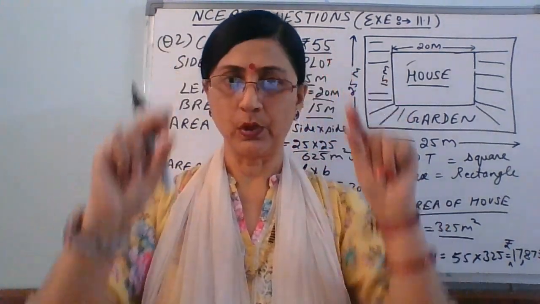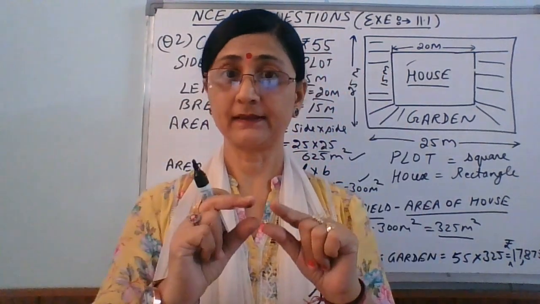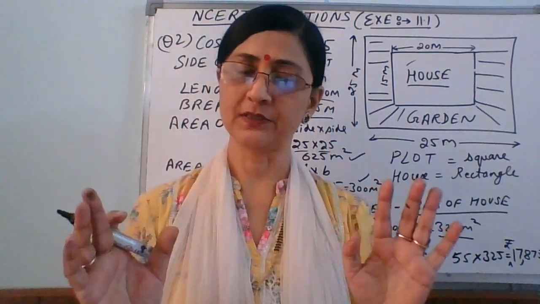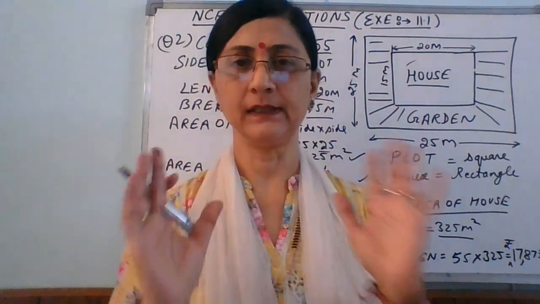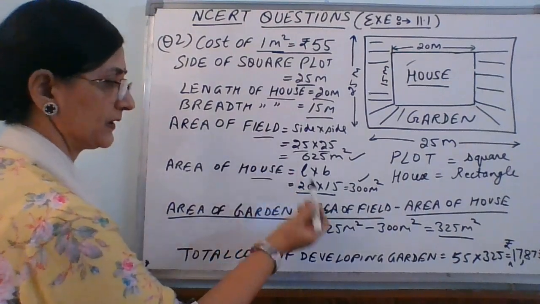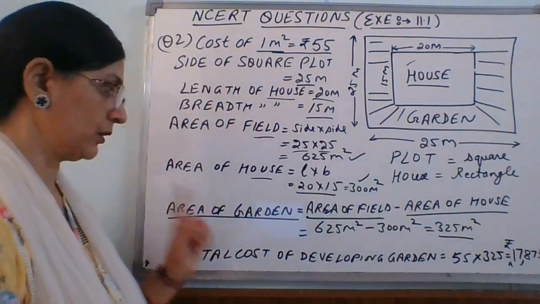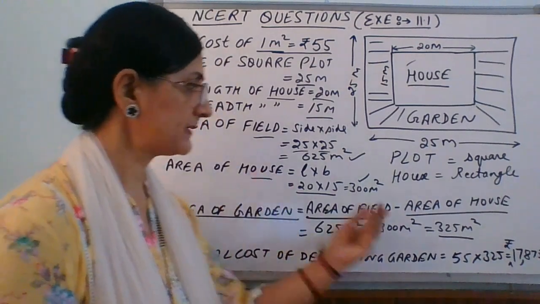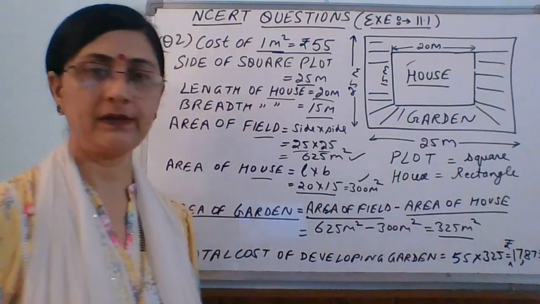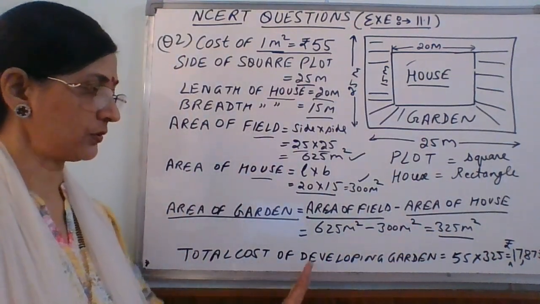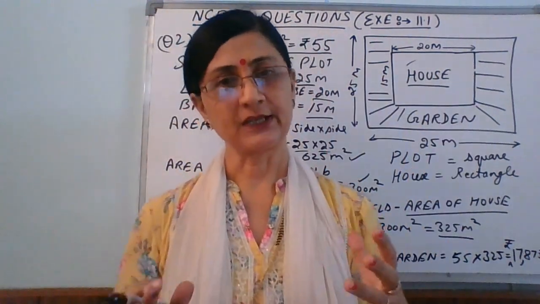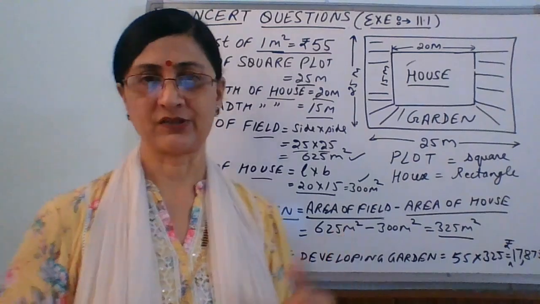Then area of a border part, that is the garden. वो कैसे आता है? Area of the square field minus area of the house. उन दोनों आंसर्स को सब्ट्रैक्ट करो, you will get the area of the garden. फील्ड का एरिया और हाउस का एरिया को माइनस करो, सब्ट्रैक्ट करो. So area of the garden आ गया 325. बस एरिया ऑफ द गार्डन को उस कॉस्ट से मल्टीप्लाई करो जो कॉस्ट दी हुई है आपको. 55 into 325, you get the total cost of developing the garden. जो गार्डन को डेवलप करने में मिसेस कौशिक का जो खर्चा लगा, जो कॉस्ट लगी है, that is this much. I hope it's clear.